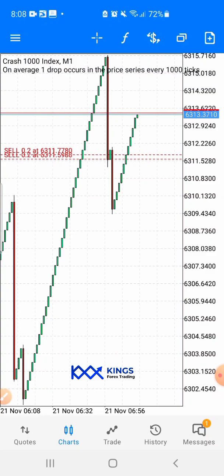Now this is Crash 1000. You can do this on Crash 1000, you can do this on all the crash indices, and you can do it on Boom the same way.